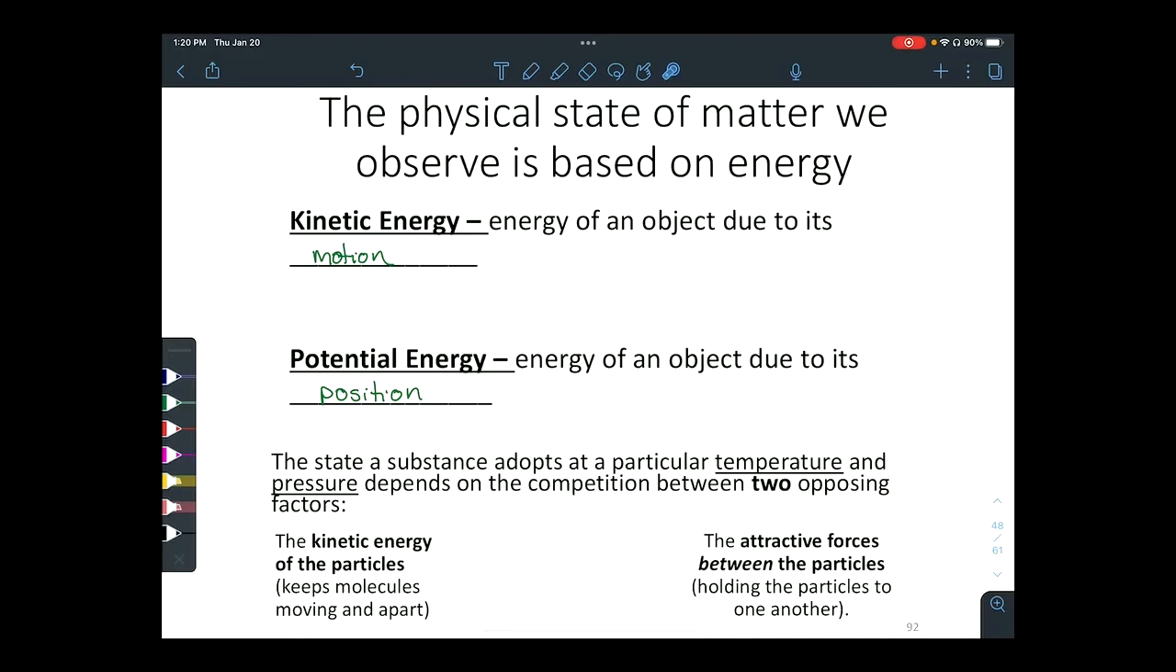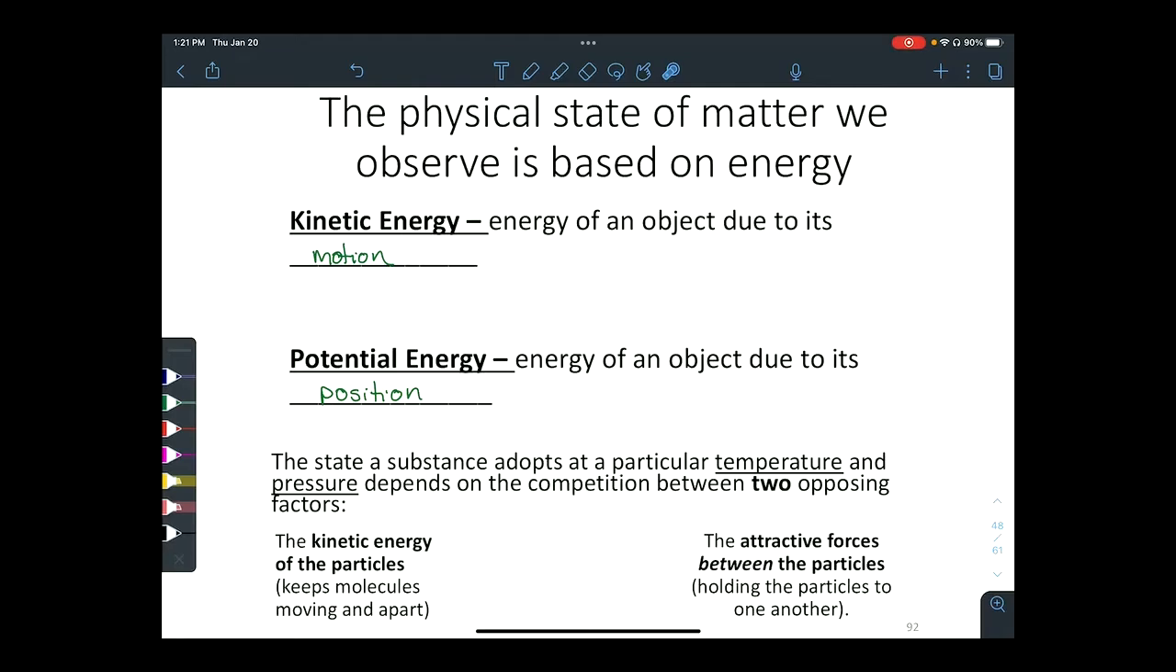And so really the state that you see of a piece of matter is this balancing act between kinetic energy and potential energy. Potential energy keeping your substance together as a solid, or if you give something enough kinetic energy, that sample will fly off and become a gas.